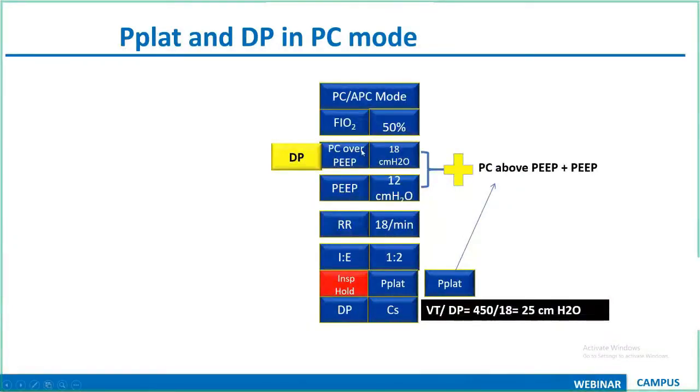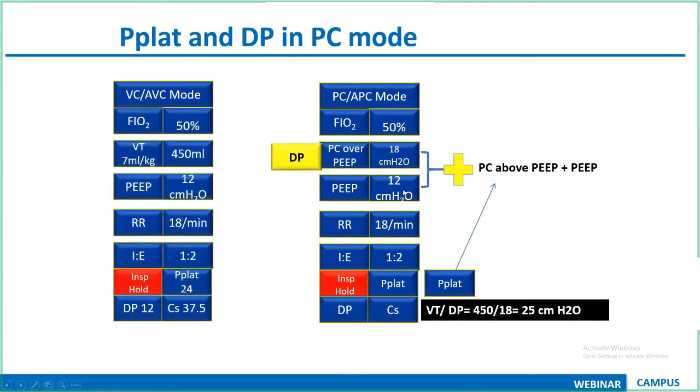Whatever pressure control over PEEP you are keeping, plus the PEEP. This is the total pressure control above the PEEP. So the plateau pressure will be the total pressure. Here, the plateau pressure will be 12 plus 18, which is 30. And what will be the driving pressure? The pressure above the PEEP. So this will be the driving pressure.